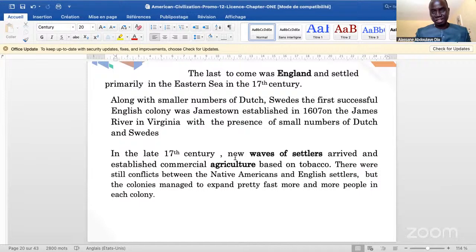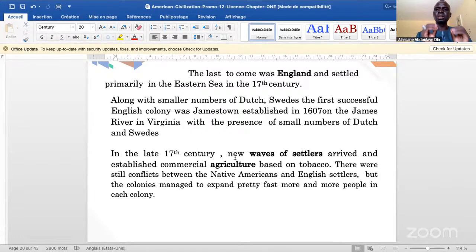Class, I repeat, it was a competition. Spain, France, Portugal, and now England arrived. You see how it is? So it means the American continent could have been Spanish, Portuguese, or French. So the English came later. They were the last to come. But what did they do? England was the last to come.